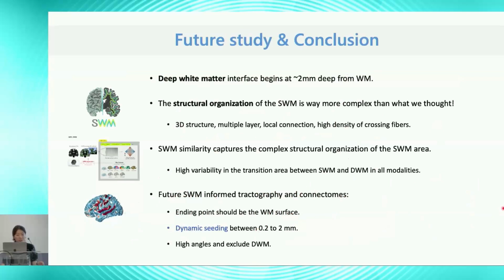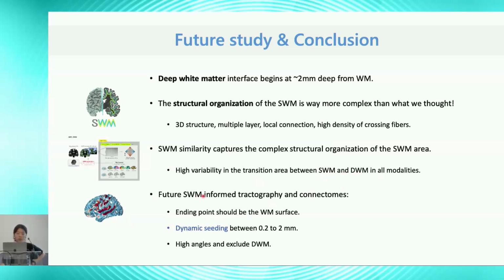So from this study, we can conclude that the deep white matter interface begins approximately 2 millimeter below the gray white matter boundary surface, and the structural organization of the superficial white matter is way more complex than what was thought, with 3D structure, multiple layers, local connections, and high density of crossing fibers. So superficial white matter similarity captured the complex structural organization in the superficial white matter area, with high variability in the transition area between superficial white matter and deep white matter in all modalities.